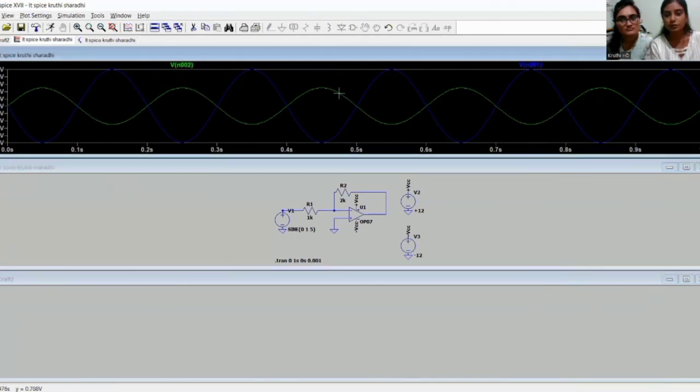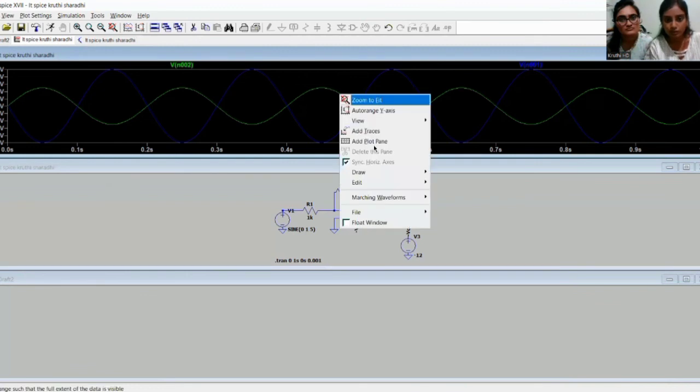Click on one of the waveforms. You'll get the add plot plane command.